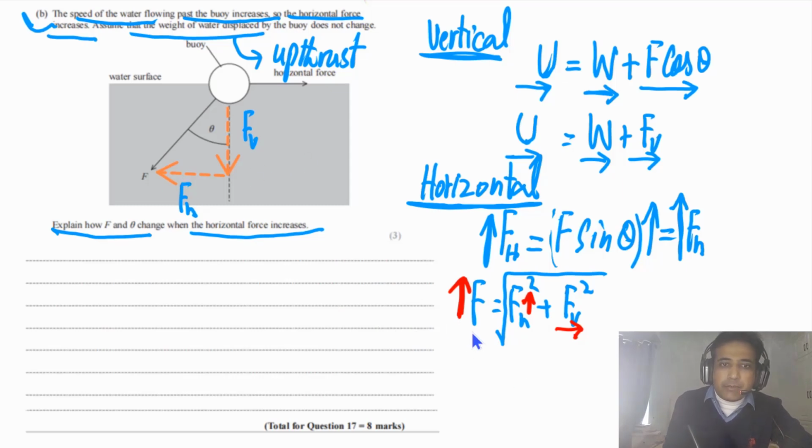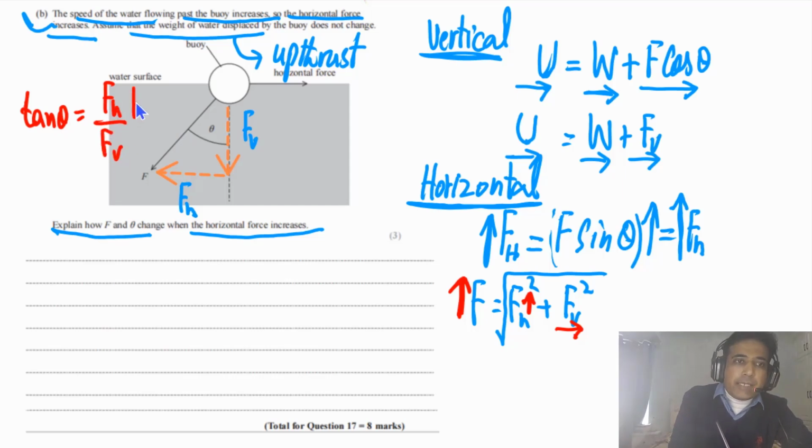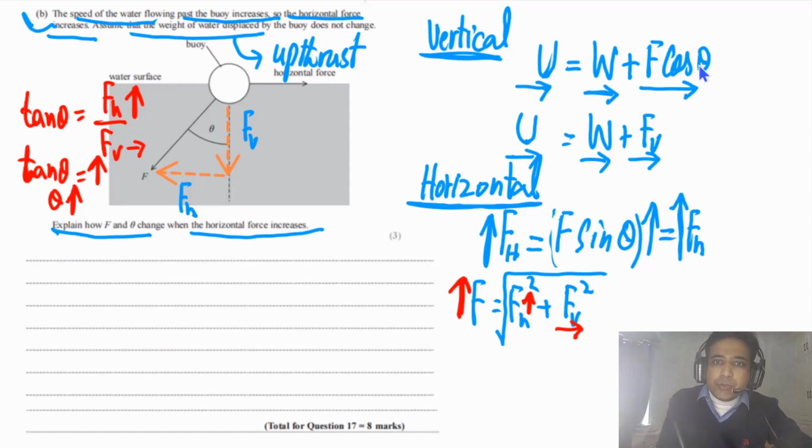Now if you look at the angle, we can say tangent of theta will be equal to F_H divided by F_V. As F_H increases, F_V remains constant. It means tangent of theta increases. As tangent of theta increases, it also means that theta increases. So if theta increases, cosine of theta will go down, so F has to increase. So these are the points we need to understand to answer this question.